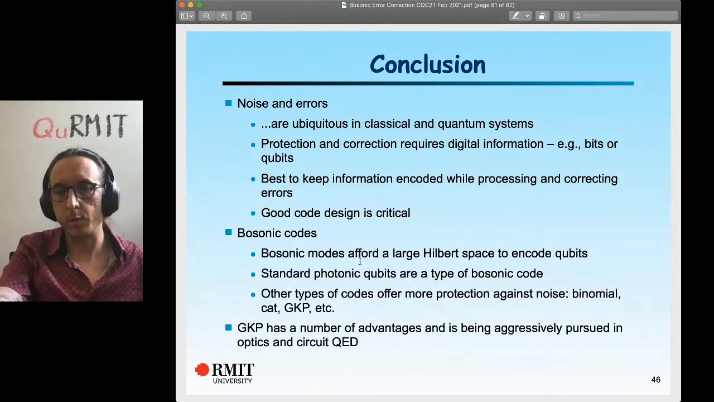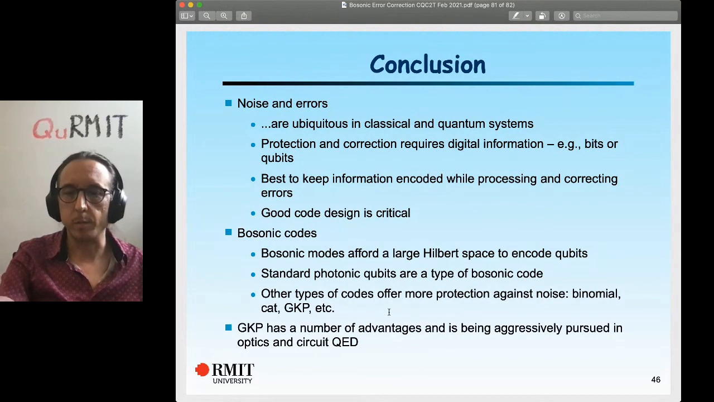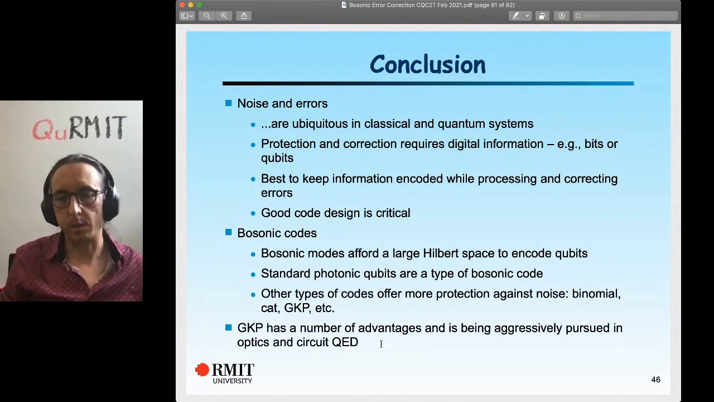Bosonic modes afford a large Hilbert space in which to encode qubits. The standard photonic qubit is just a type of bosonic code without any meaningful error correction. It has error detection, but it doesn't have any error correction. It can detect loss. Other types of codes offer more protection against noise, so binomial codes, cat codes, GKP, etc. And GKP has a number of advantages and is being aggressively pursued in optics and circuit QED.